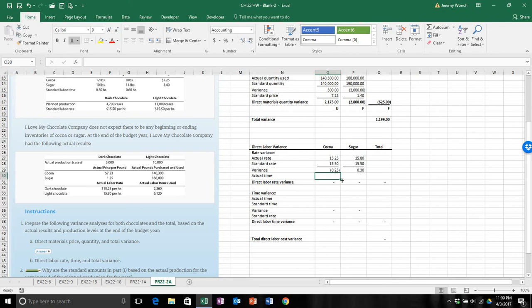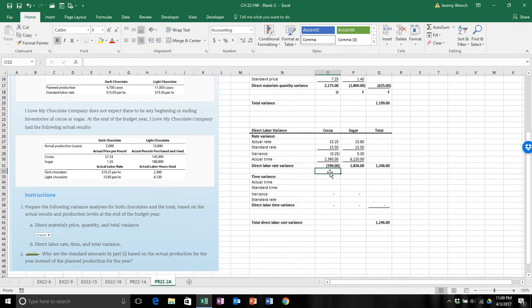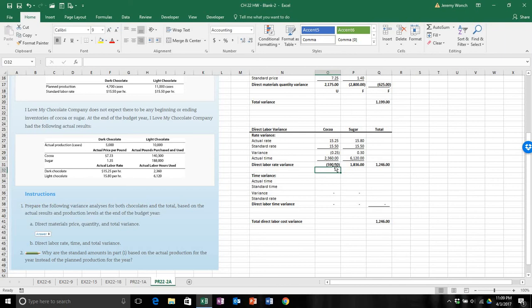Enter in the actual time. So the actual time for labor hours used is over here. So 2,360 and 6,120. So for the cocoa, we have less hours than we planned, so that's going to be favorable. For the sugar, we had more hours than we planned, so it's unfavorable. Gives us an unfavorable variance of $12.46.